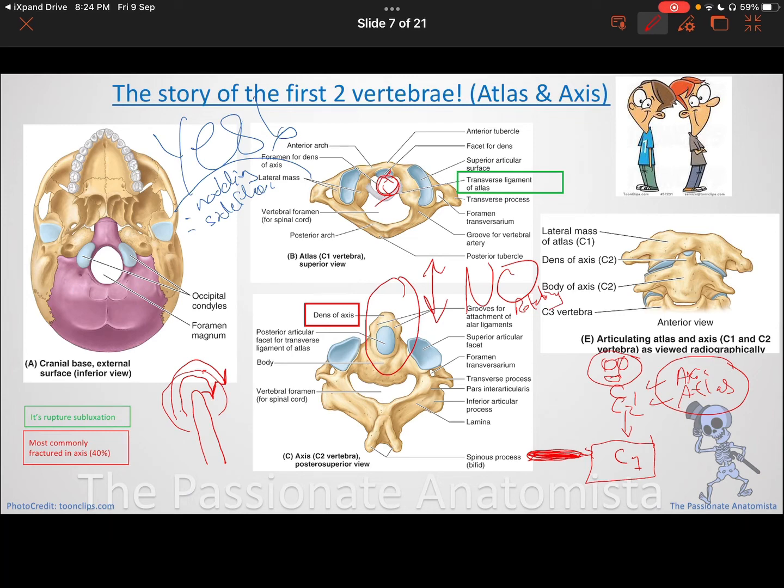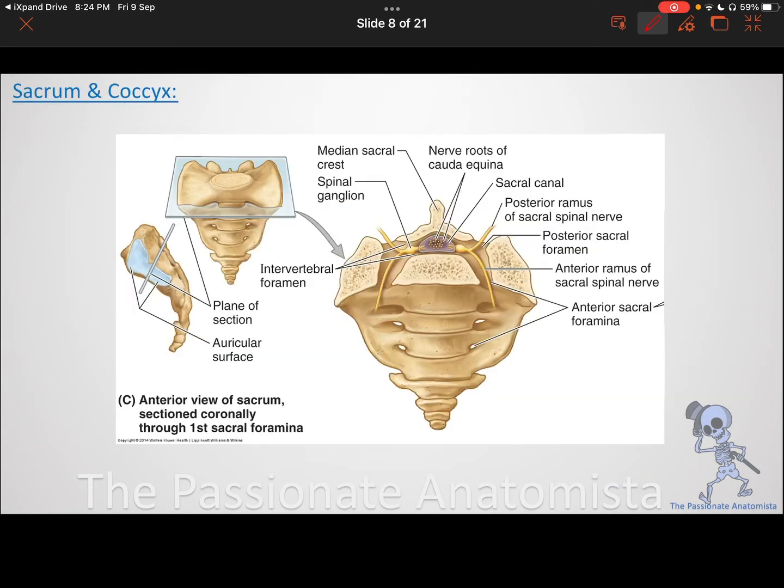So that is gonna happen in the atlantoaxial joint. And the opposite is true. The yes, nodding, and side flexion is gonna happen in the atlanto-occipital joint. All right? Now, of course, here is the sacrum.